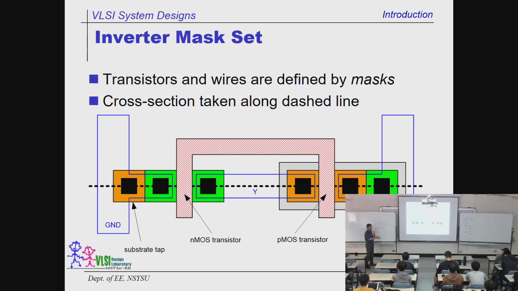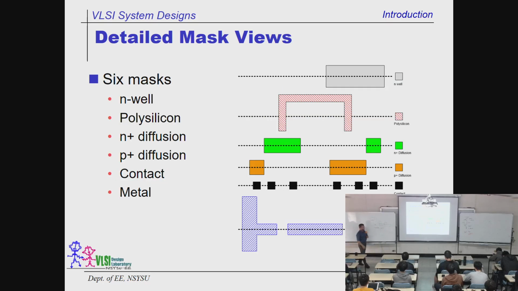So the mask is the product after we draw the layout, and the layout file, the GDS file, will be delivered to the foundry. The foundry will use these layout files converted to masks. Then they will do it step by step to fabricate the chip that you like. So the layout you draw will be partitioned into different masks. For example, this is a very simple one.